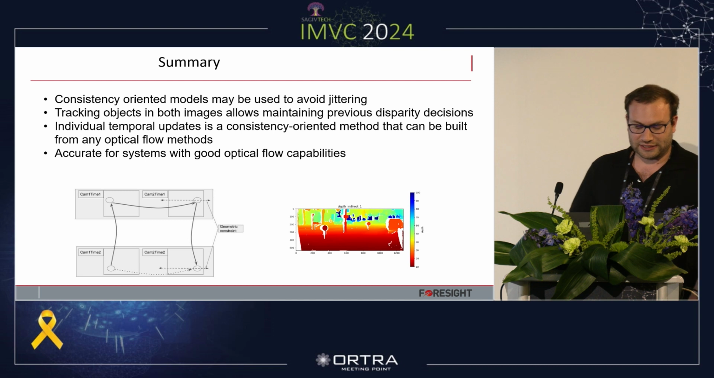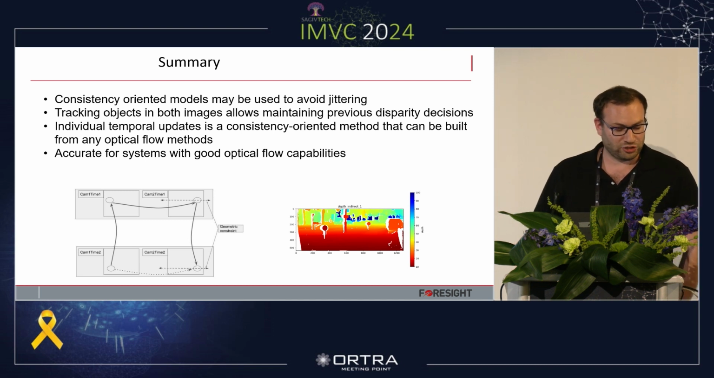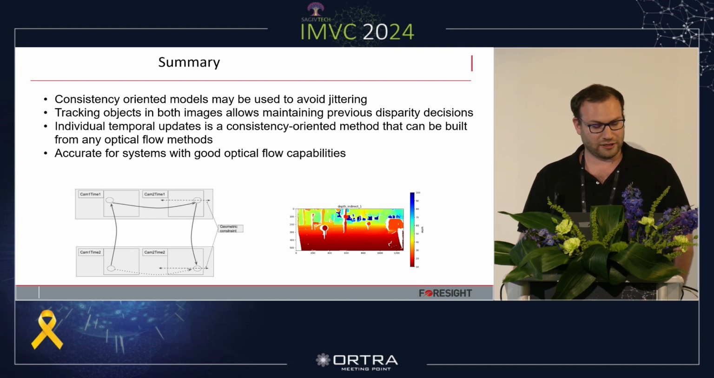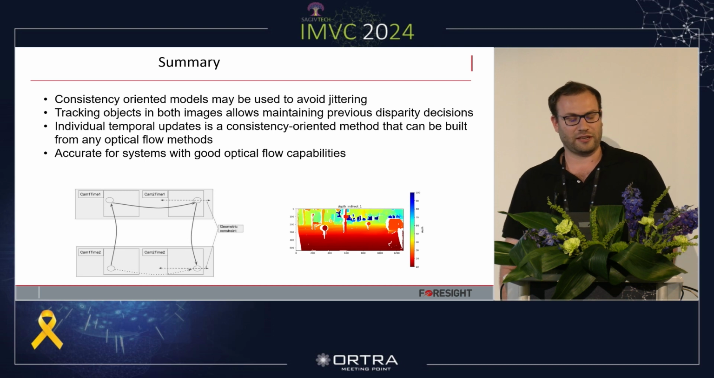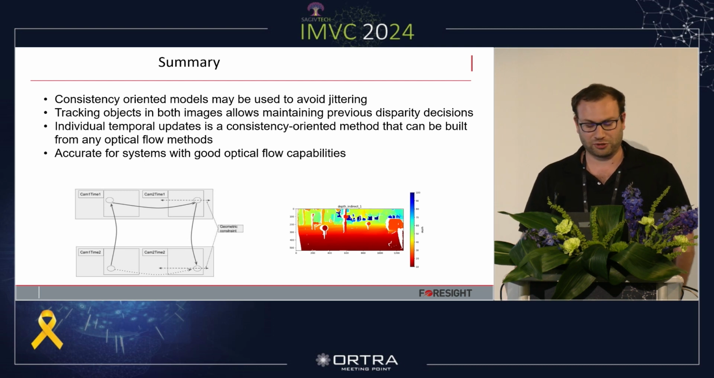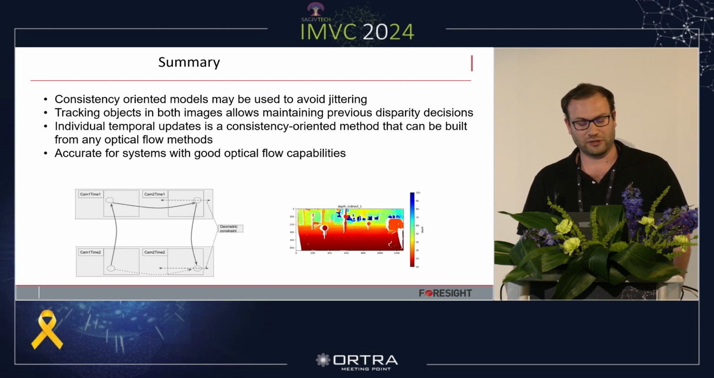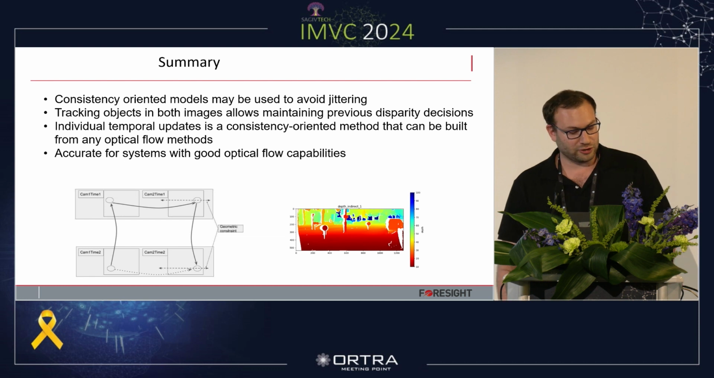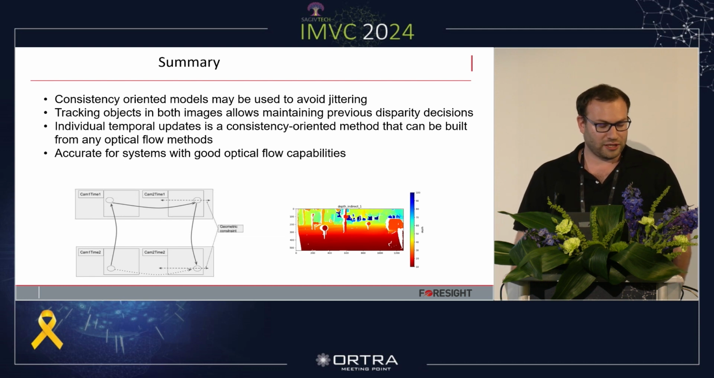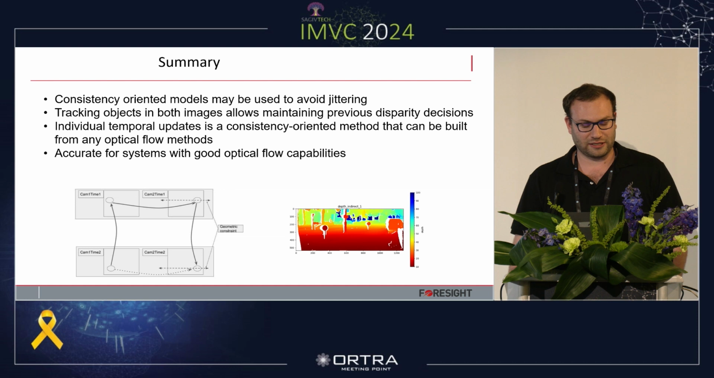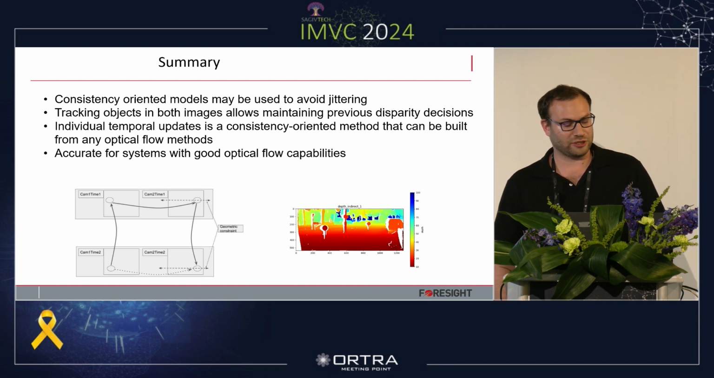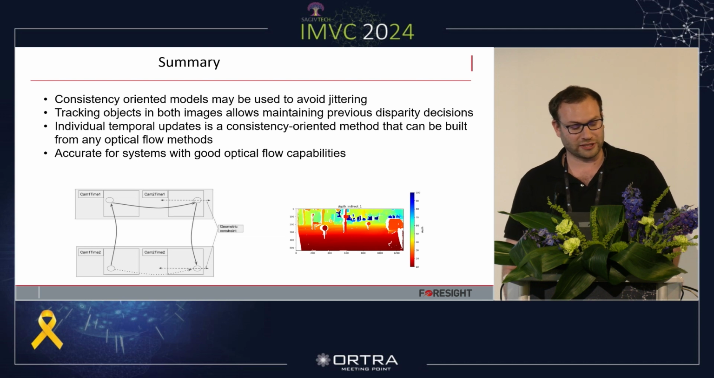So to summarize, we mentioned the consistency-oriented models, what problem they are trying to solve, how tracking optical flow between two cameras can help solve this issue with already made blocks, and how accurate we can get the stability between these results over time when passing them over through indirect flow.